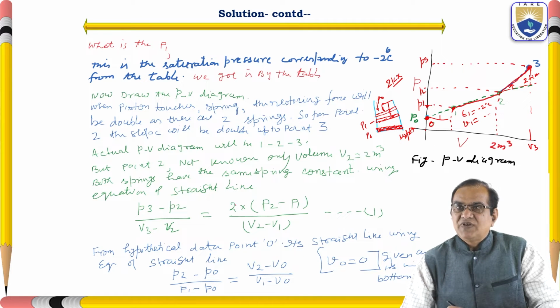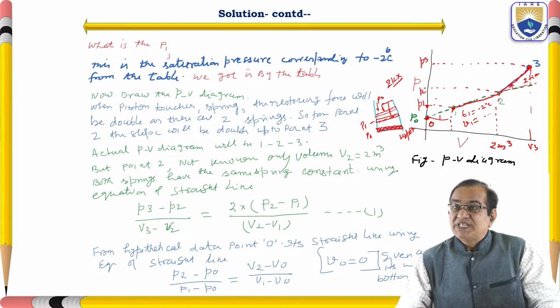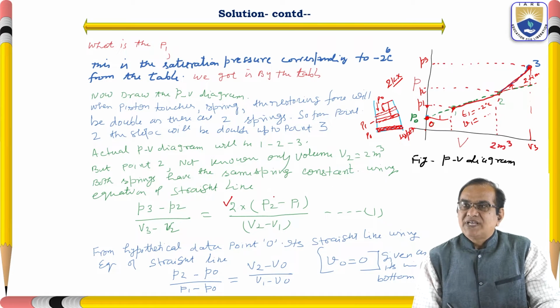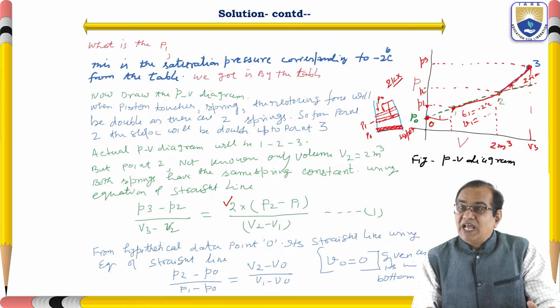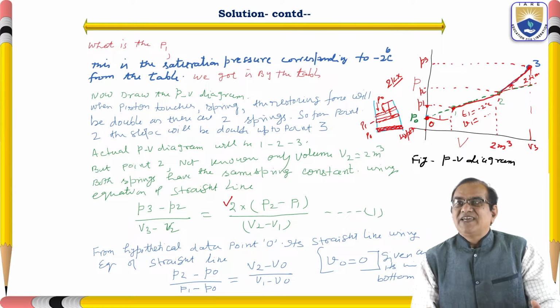V3 minus V2 is equal to 2 times (P2 minus P1), meaning the slope: 2 times (P2 minus P1) divided by (V2 minus V1). Here it is given that 2 springs are there when it is touching this spring.